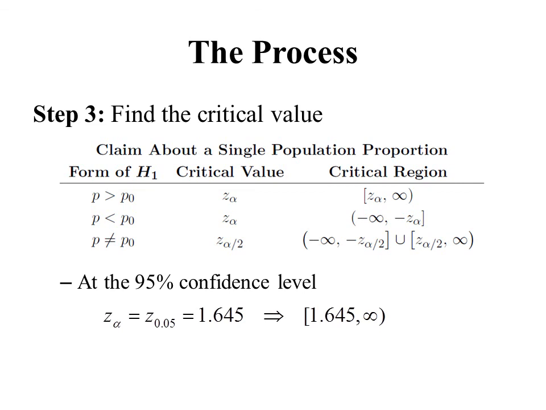And so in this claim, let's choose to work at a 95% confidence level. A 95% confidence level is the default confidence level, and so that means alpha is 0.05. Now our alternative hypothesis was p greater than 0.5, so we have this form. So our critical value is z sub alpha. So z sub 0.05 is 1.645. And then our critical region is right here, the interval from 1.645 up to infinity.